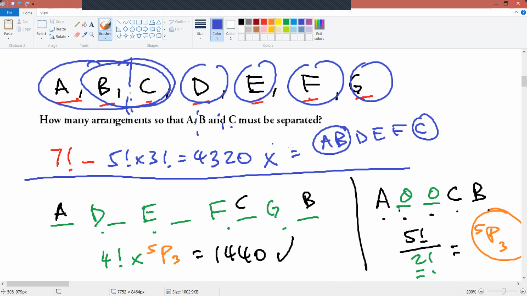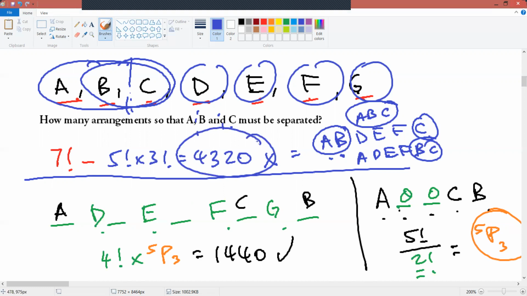This one is actually excluding only the A, B, C together, and did not exclude the A, B together and then C separate, or maybe A, D, E, F, and then B, C together. So this is definitely not valid. So the method that I used to teach you will fail, okay, against the method using permutation.